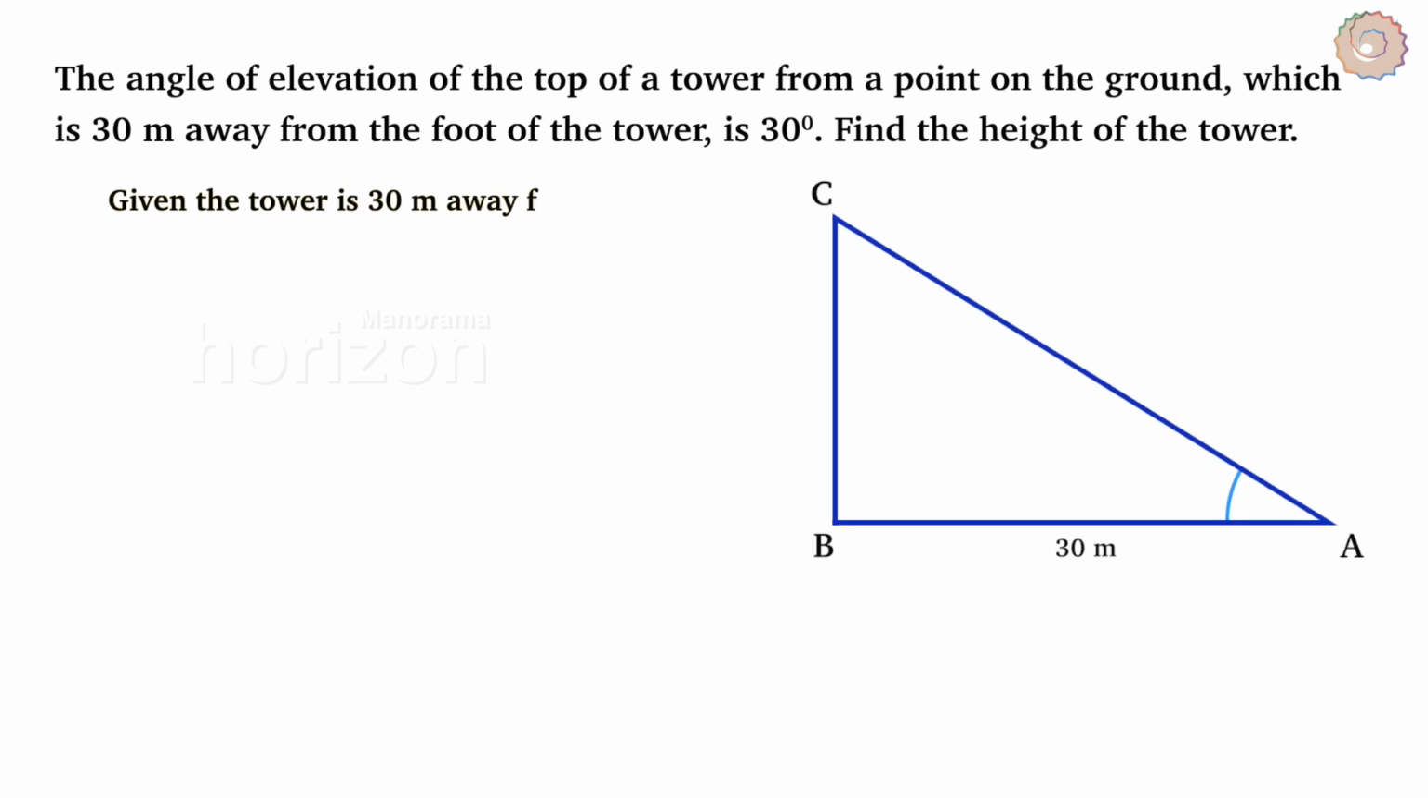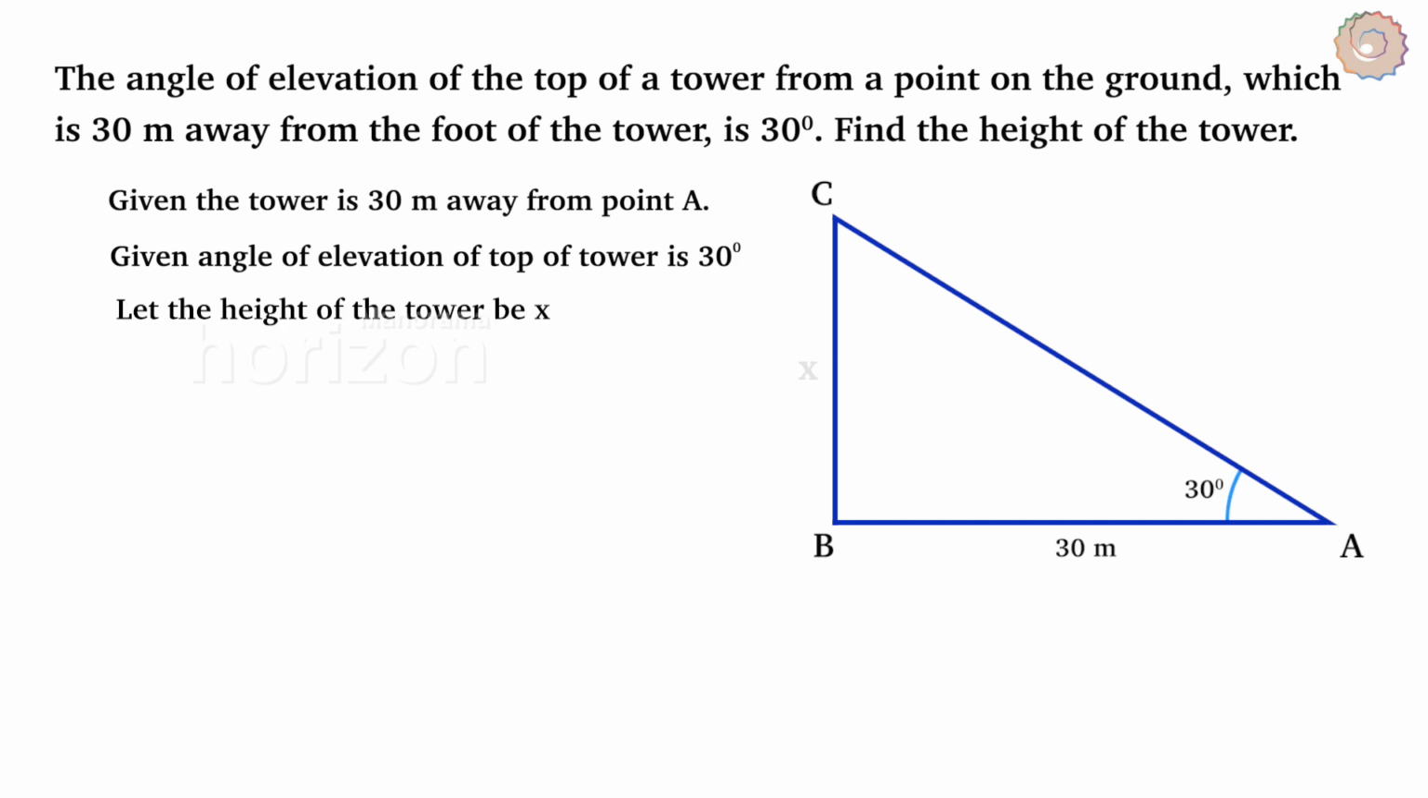Given the tower is 30 meter away from point A, given angle of elevation of top of the tower is 30 degree. So let the height of the tower be x. Therefore, tan 30 degree is equal to BC by AB. We know that tan 30 is 1 by root 3. Therefore, 1 by root 3 is equal to x by 30. Solving for x, we get it as 30 by root 3.